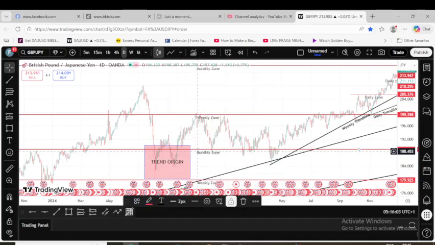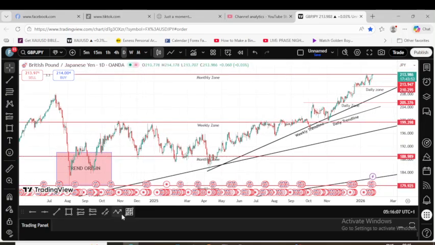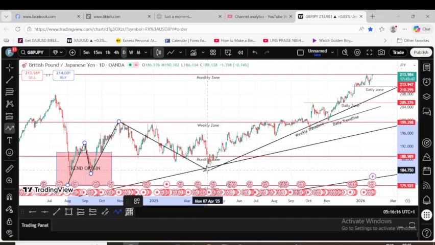We have our trend origin here, and then we identify our market structure. So we have an impulsive move, a correctional move, an impulsive move, a correctional move, a correctional move here actually. The reason why the correctional move is here and not any of these points is because this point in price never broke through this point in price.